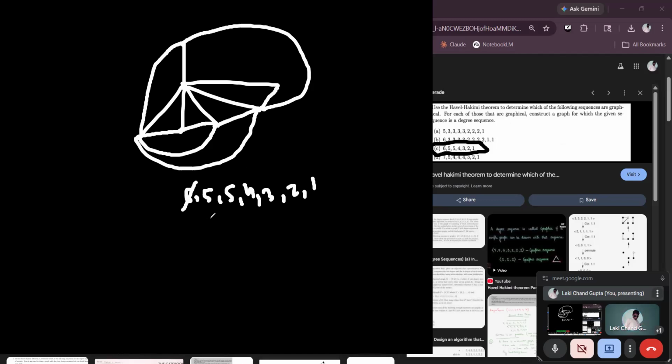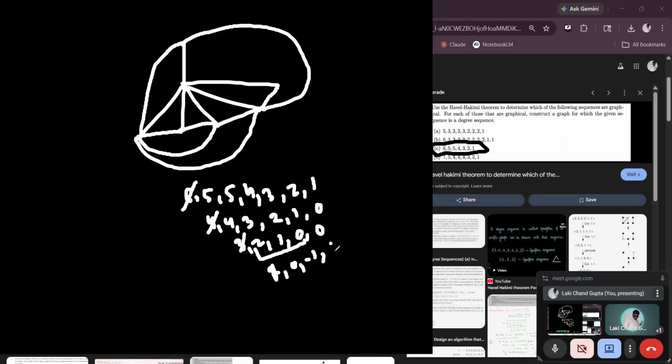When you cut 6, you will get what? 4, 4, 3, 2, 1, 0. Right. When you cut 4, you will get what? 3, 2, 1, 0, 0. Oh, this graph will not exist. Why? Because when you cut 3, the remaining adjacent will be 1, 0, minus 1. Is it possible? Not possible. Understood? Yes. That's why it is not drawable.